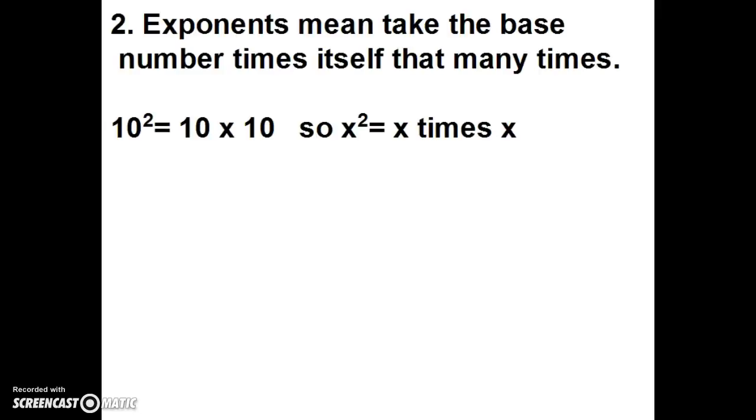Exponents mean take the base number times itself that many times. 10 squared equals 10 times 10. X squared equals x times x. So if I had 2 to the third power, that would mean 2 times itself 3 times. So 2 times 2 times 2, which would give me 2, 4, 8.